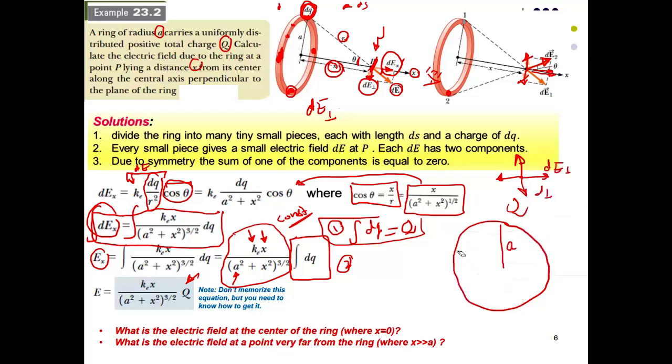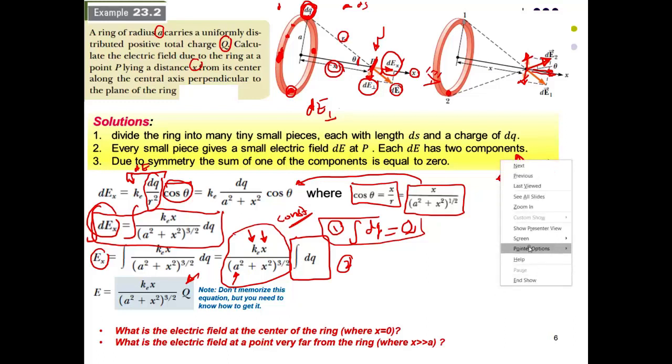Eraser, where is eraser? Eraser, because I need some space. And pointer, pen.